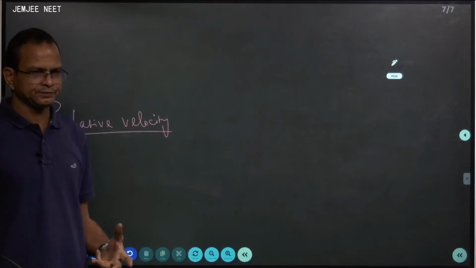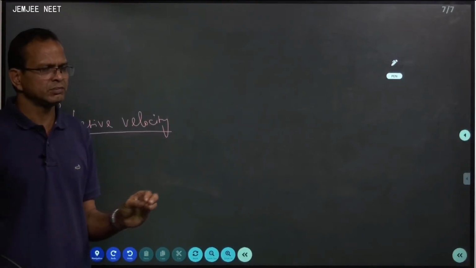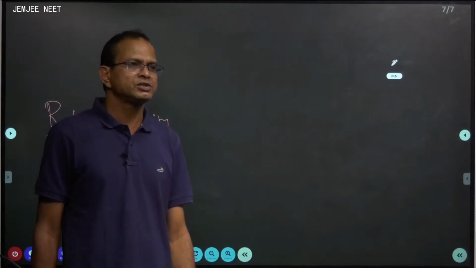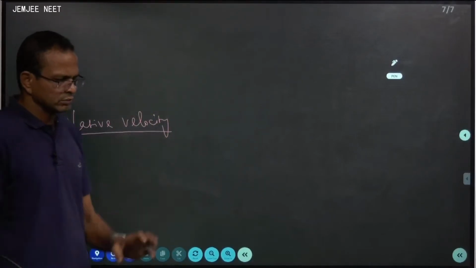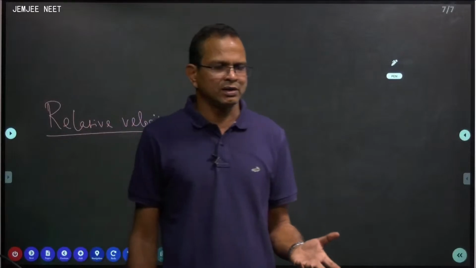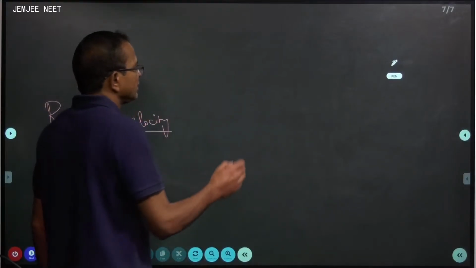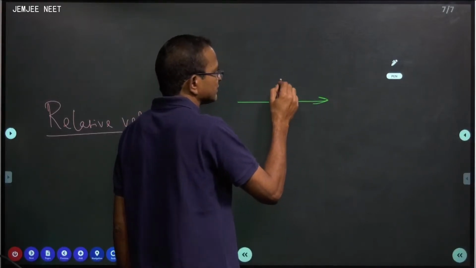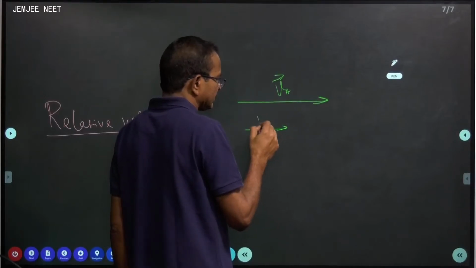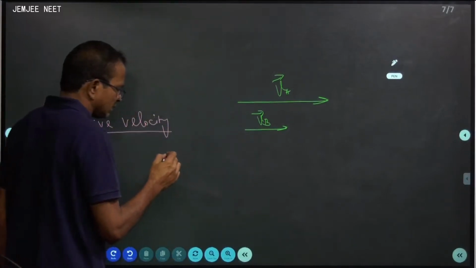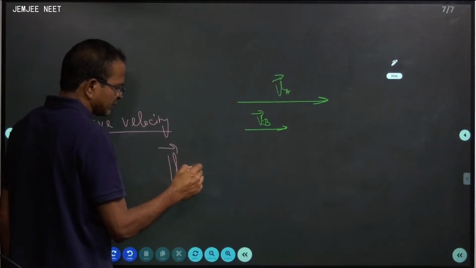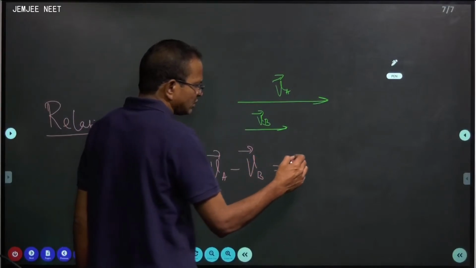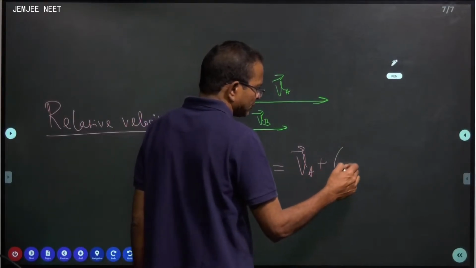What do you mean by that? B should either be at rest, because the origin is at rest, or assumed to be at rest. Either B is at rest, or you make it at rest in physics. That's all, you make it zero. This is the VA vector and this is the VB vector. What is the relative velocity of A with respect to B? VA vector minus VB vector, also called VA vector plus of minus VB vector.